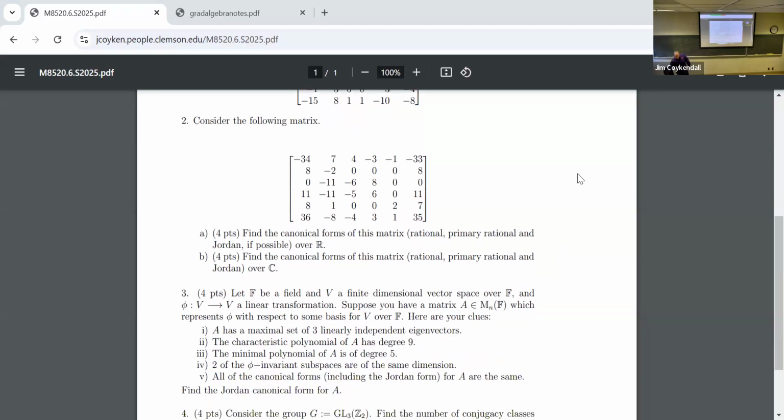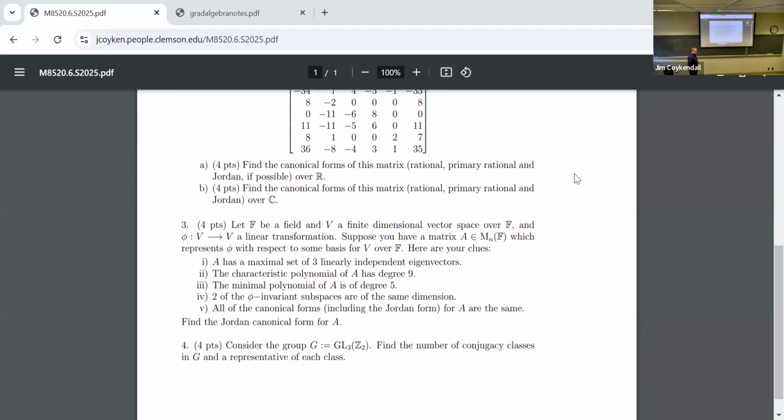And number 3, I want you all to be Sherlock Holmes. Right? We have a history of Watson. I have this matrix. And what do I know about this matrix? Well, it represents some phi with respect to some basis for V over F. It's got a maximal set of 3 linearly independent eigenvectors. That's one clue. The characteristic polynomial, that is the polynomial you get from the eigenvalues, has degree 9.